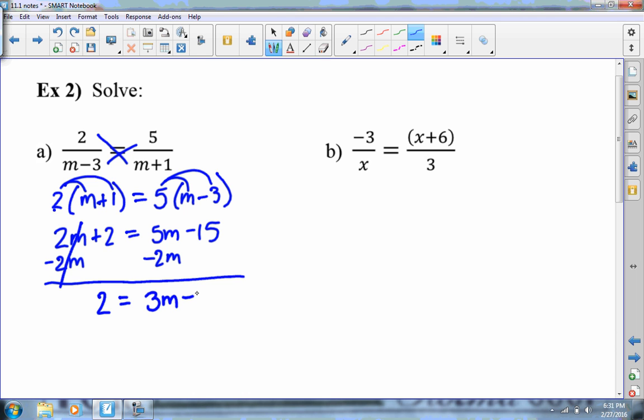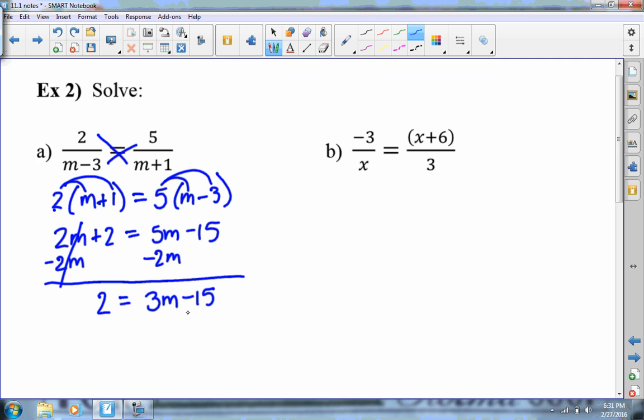You could just as easily subtract the 5m over to the left side. But then when you take 2 minus 5, you'd get a negative 3m. So just be aware that if you do that, you would have a negative number that you'd have to divide by. Not a big deal.